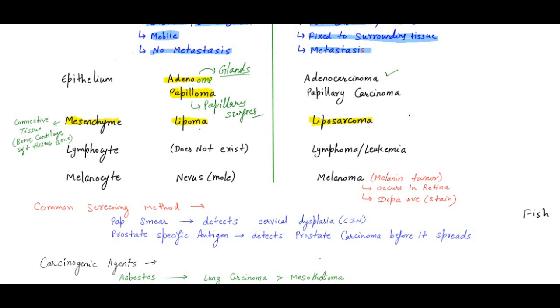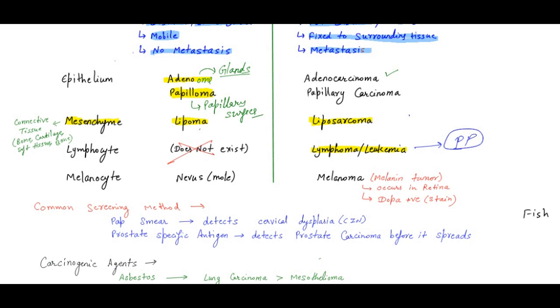Lymphocytes: the benign tumor of the lymphocyte does not exist. Now what about the lymphoma? We have lymphoma and leukemia. Lymphoma and leukemia are the malignant tumors of what? Of lymphocytes. What lymphocytes do we have? B lymphocytes and T lymphocytes. Lymphoma and leukemia we will study in pathophysiology, it will be next.